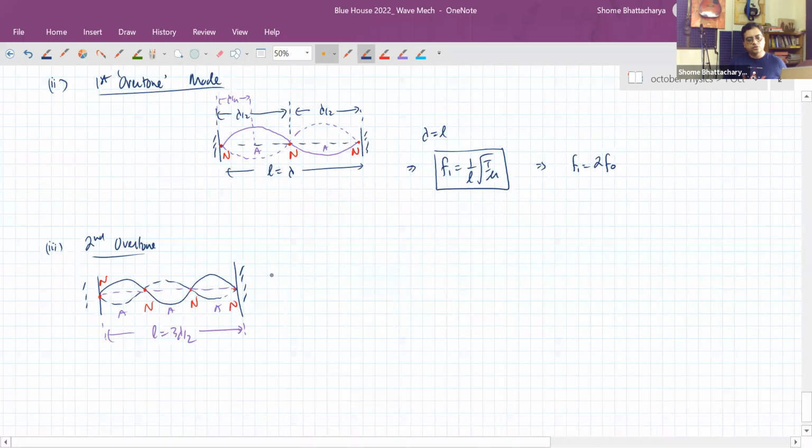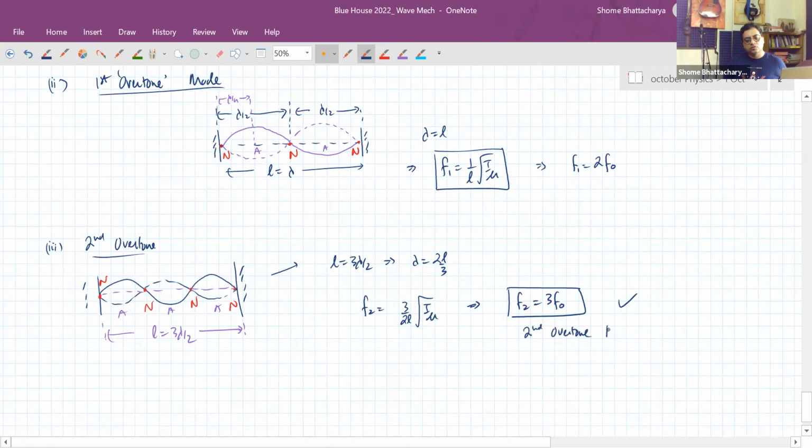So for the second overtone, L is equal to 3 lambda by 2, or lambda is equal to 2L by 3. So the frequency of the second overtone becomes 3 by 2L square root T by mu, or the frequency becomes 3 times the fundamental. So this is called the second overtone frequency. This is the first overtone frequency.